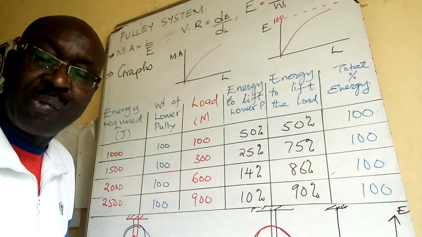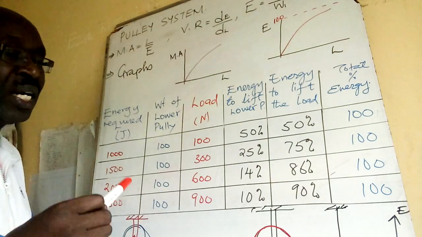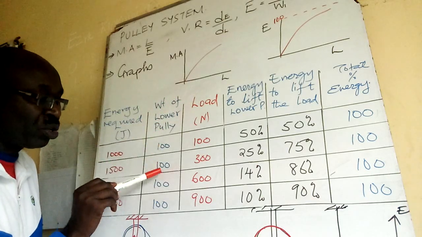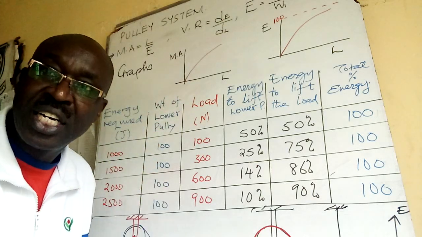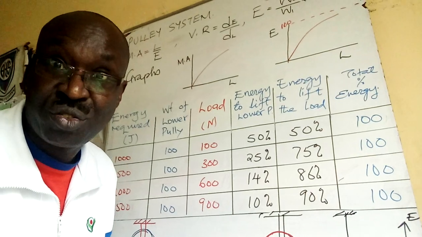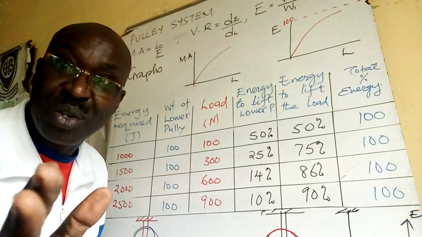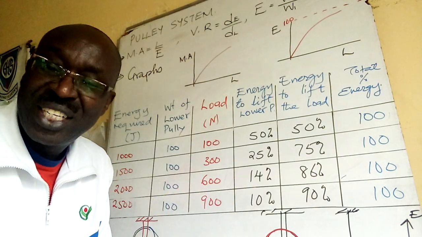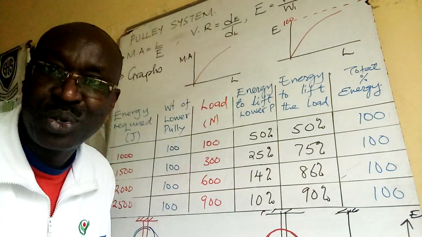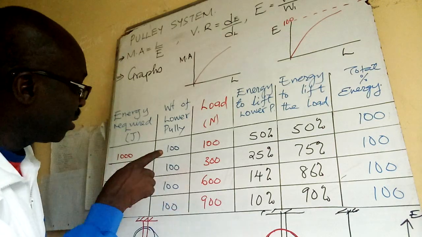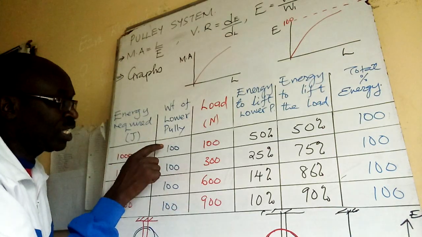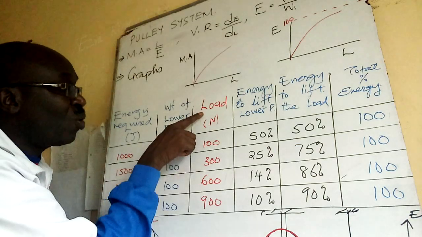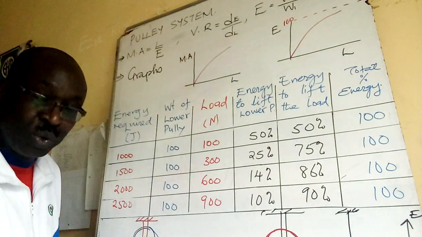So I've given some arbitrary figures: let the weight of the lower pulley be 100 Newton. As we increase the load, it does not change. Get this right: it does not change, because that pulley will have the same weight, whether you increase your load or reduce it. So I've said let us imagine it is 100, 100, 100, 100.